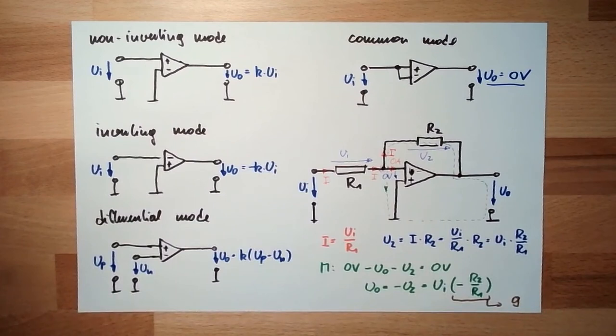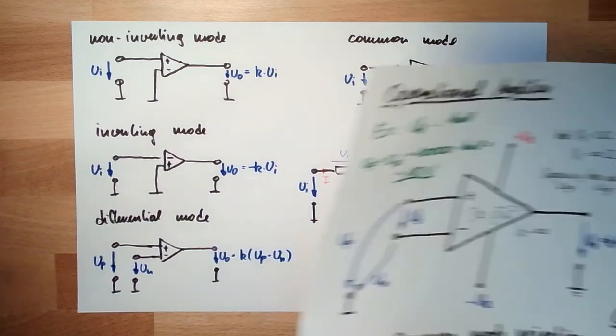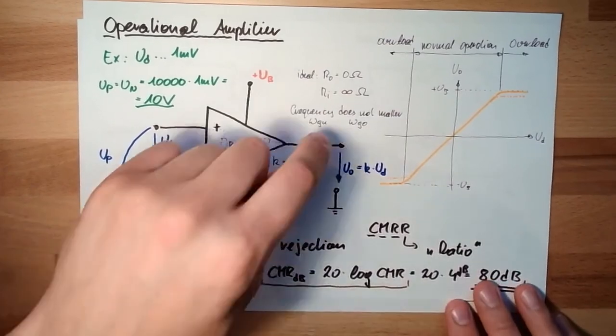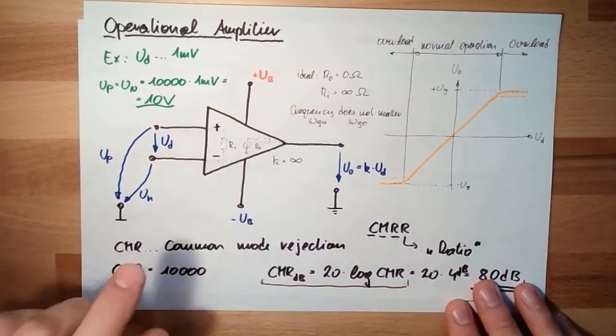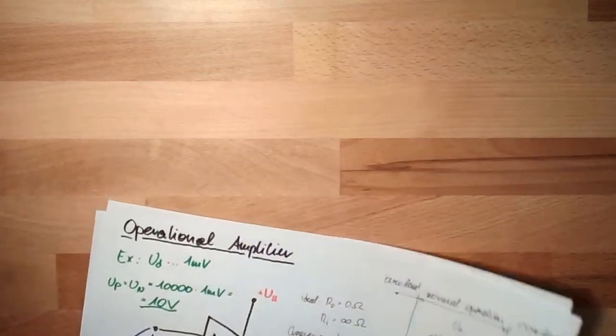Okay, so that's operational amplifiers. They are often used in measurement amplifiers. They are used pretty often. Like I said, one thing we have not covered up to now are these frequency things. Let's have a short look at this frequency.